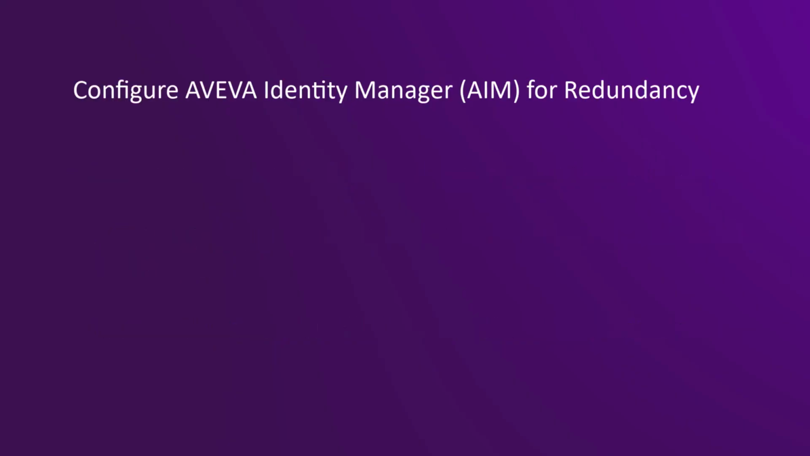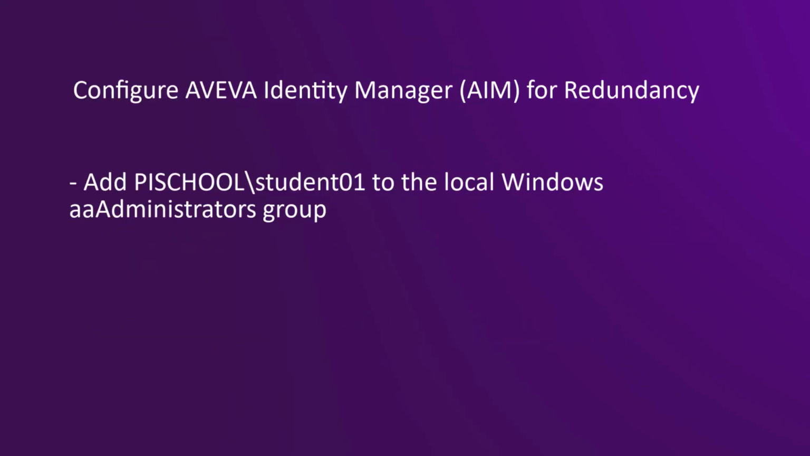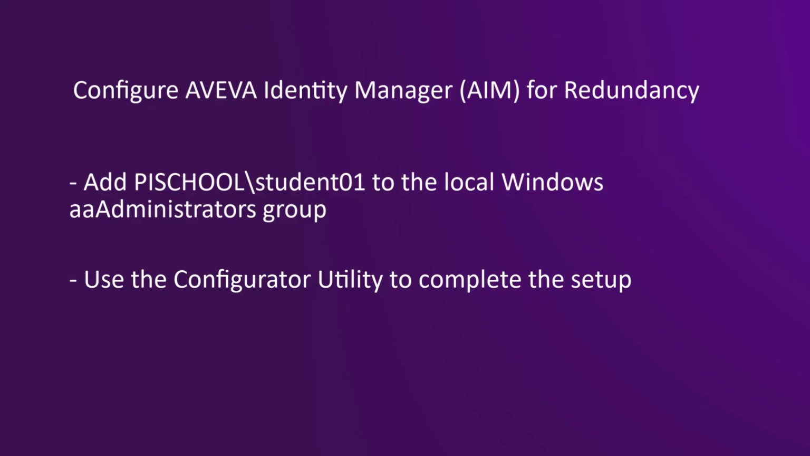To configure an RSSO server, we first add our user account to the local Windows aaAdministrators group on the machine. Then we use the Configurator utility to complete the setup. Finally, we verify the configuration by accessing AVEVA Identity Manager in a web browser.